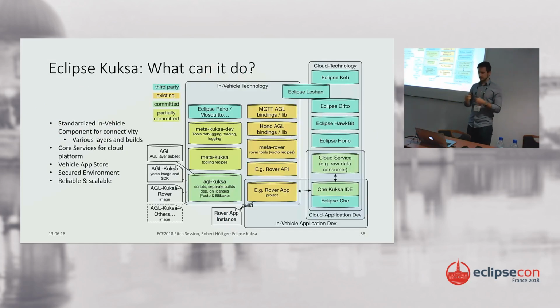Now, this is also a view of the repositories, more or less. So there are a lot of cloud technologies that we want to use. Then there are a lot of vehicle technologies that we use in order to build our AGL-adapted images and SDKs. We can also build for target-specific applications, for example, a rover that we developed. And from our Eclipse Che instance, we can develop specific applications for the in-vehicle platform and also cloud services on the other side.